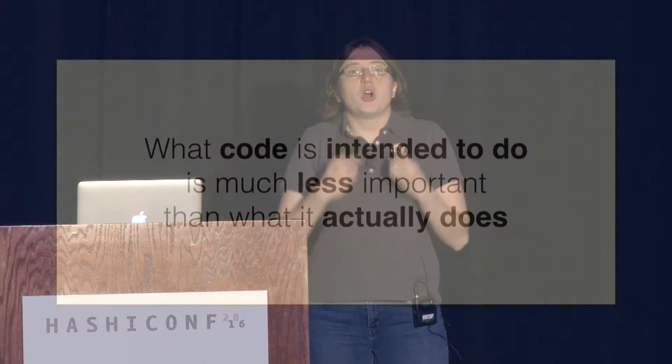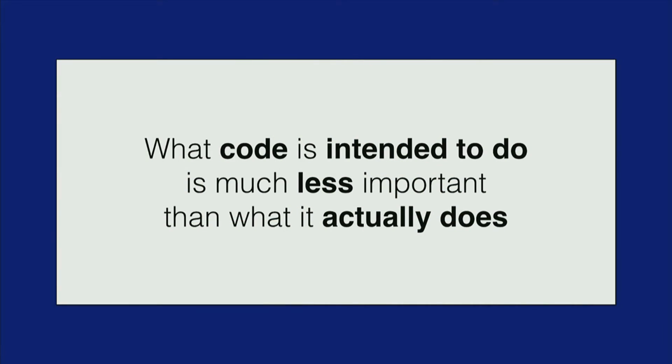So what the code is intended to do by the person who wrote the code is much less important than what that code actually does. The only way to know what my code actually does is to actually execute it as code. That is the ultimate source of truth. And the beauty of adding automated tests is that they will allow me to execute my code automatically.